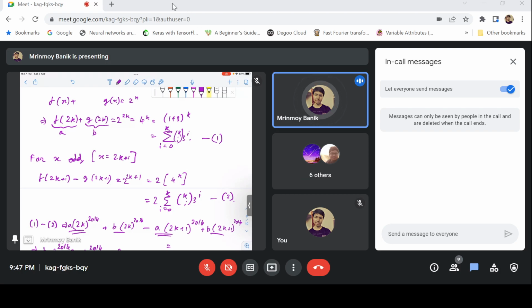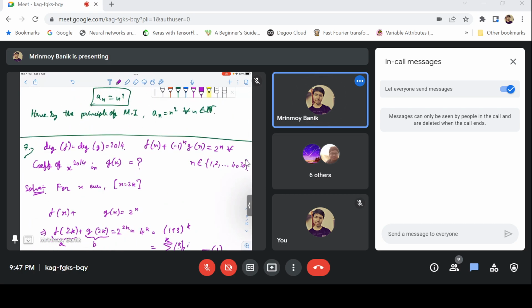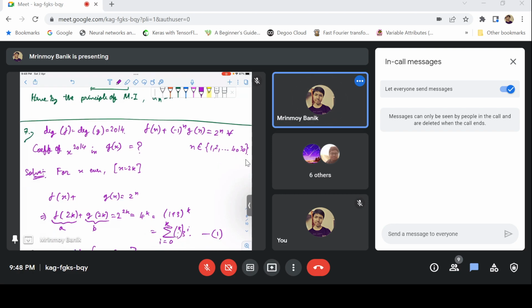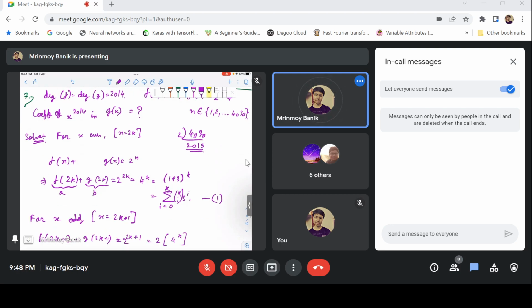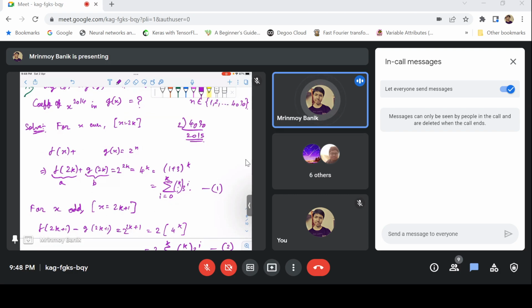By the way, this had a range, right? Yeah, 4030. So 4030 by 2 we have 2015. Okay, so we can go till 2015 with this range with this k.